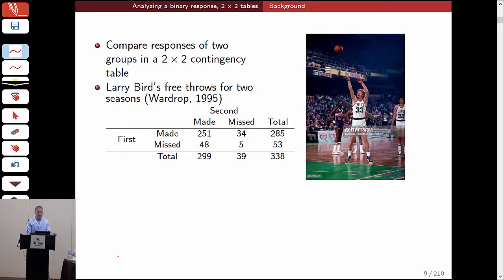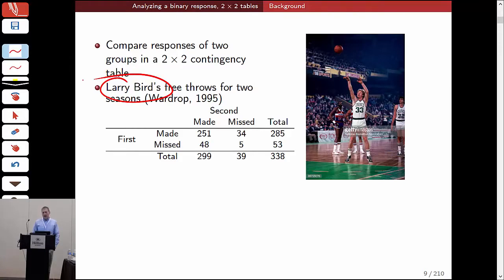This first example here is maybe my favorite contingency table, if one can have a favorite contingency table. But then again, that's why I wrote a book on categorical data analysis, because I like this stuff. And this is regarding Larry Bird. Larry Bird is a famous basketball player from the 1980s and early 1990s, thought of as one of the best basketball players ever.